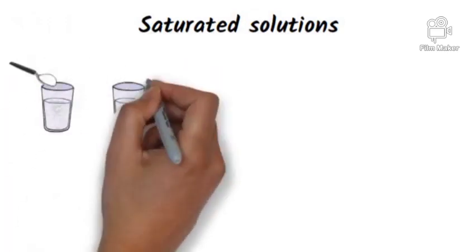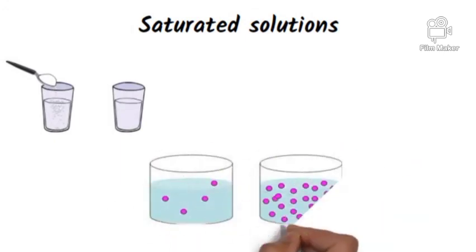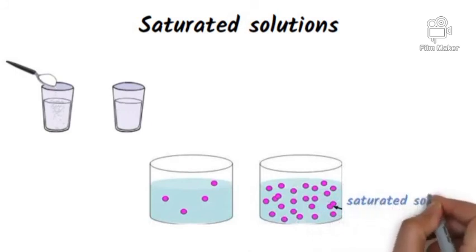Saturated solutions. Many substances dissolve in water to form a solution. However, a given quantity of water can dissolve only a certain maximum amount of substance at a particular temperature. A solution in which no more substance can be dissolved at that temperature is called a saturated solution. Thus, a saturated solution contains the maximum amount of substance which can be dissolved in it at that temperature.